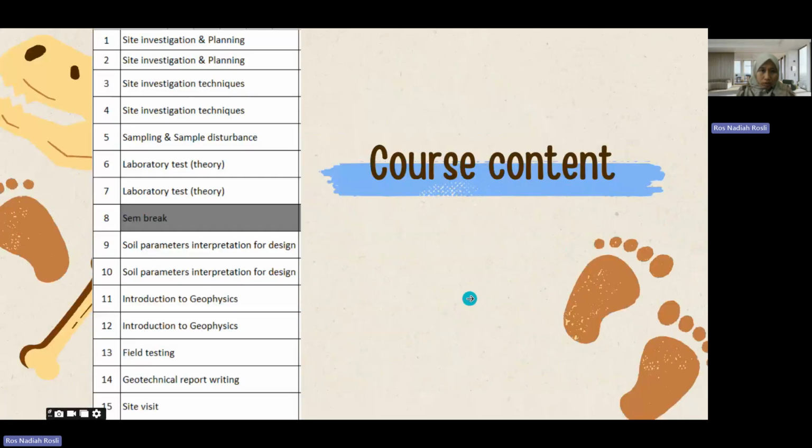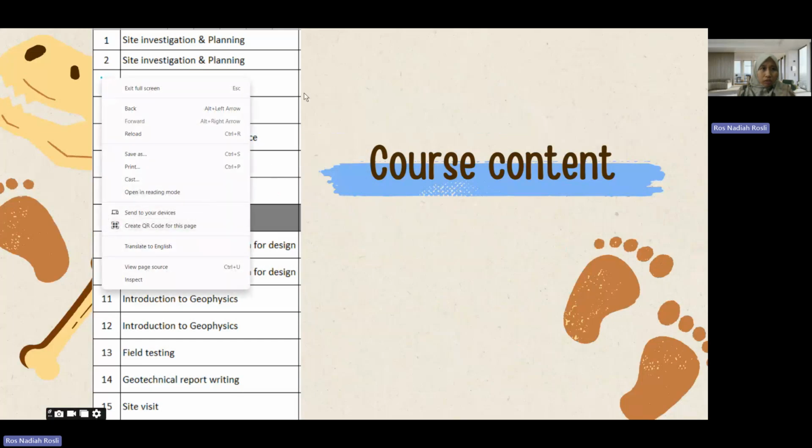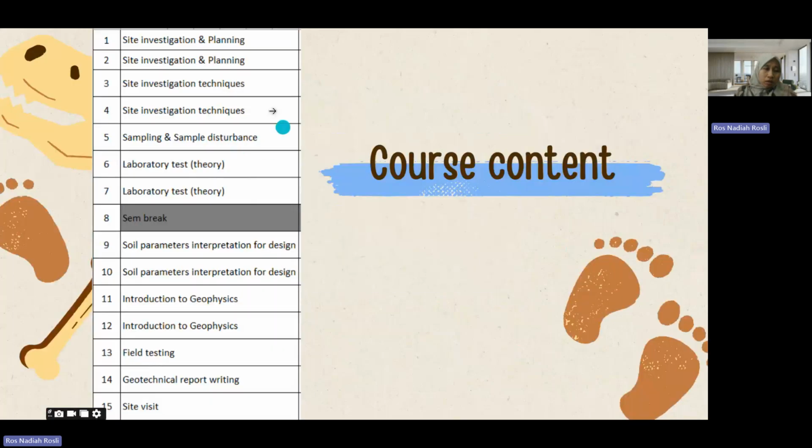So this is the outline or content of this course. For the first and second week, we are going into site investigation and planning, while week 3 and week 4 is about site investigation techniques, and week 5 is sampling and sample disturbance, where we learn some types of sampling during the site investigation process. Then in weeks 6 and 7 we learn about the laboratory test.